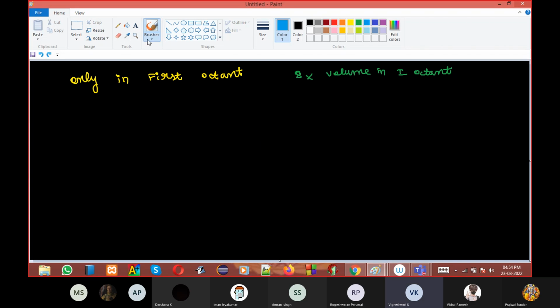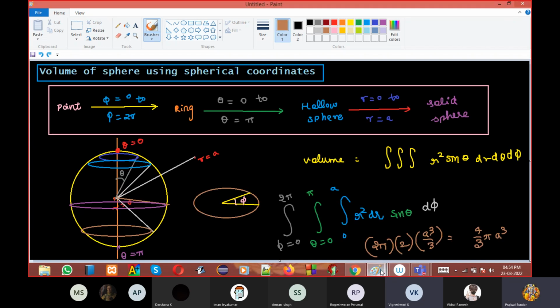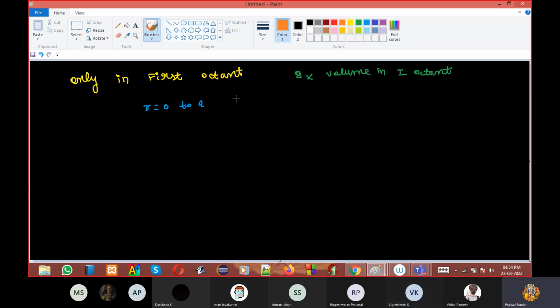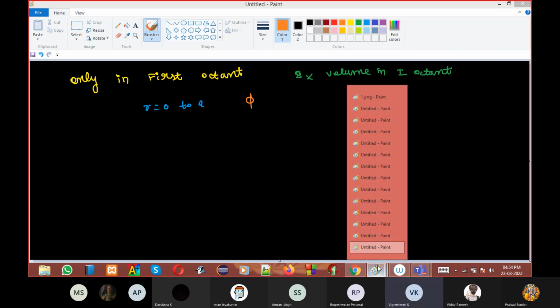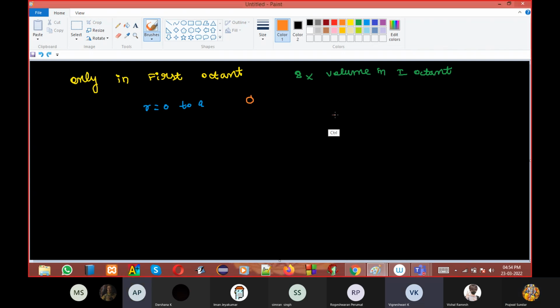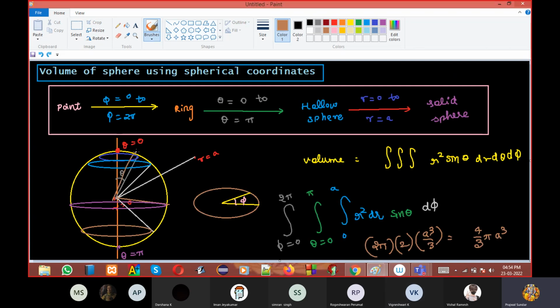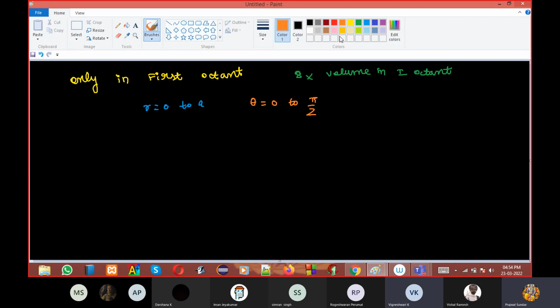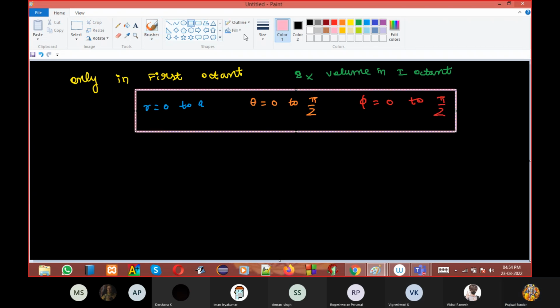R is 0 to a, correct. Next, 0 to pi by 2. Which one are you saying, phi or theta? Theta. Theta is 0 to pi by 2. Very good. Why? You will cover only the first part. You are drawing the rings, so you will only draw from here to here. Very good. Then phi is also 0 to pi by 2. Okay, very good. These limits are correct. Very good.